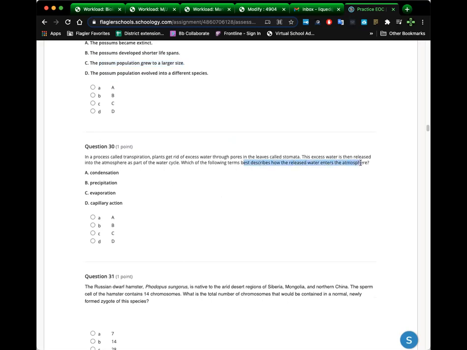All right, water entering the atmosphere from plants is called transpiration. So transpiration, I always tell you guys, is just evaporation from plants. So that's the answer.